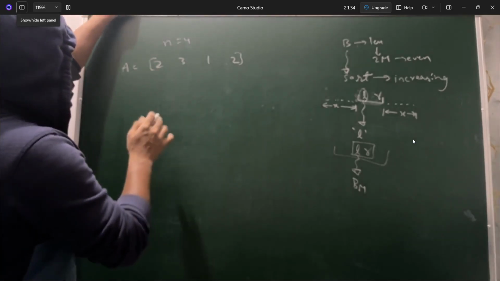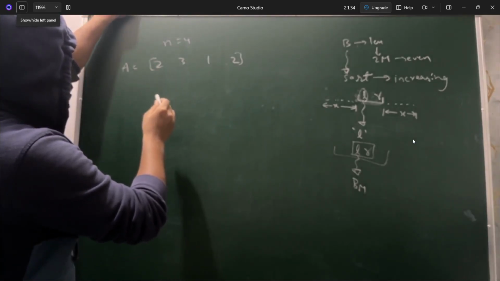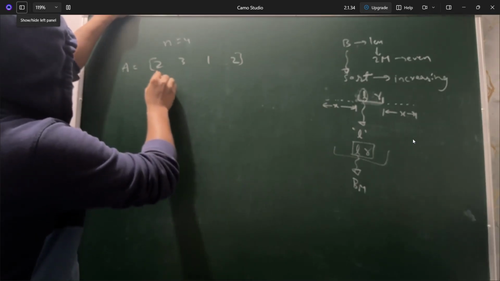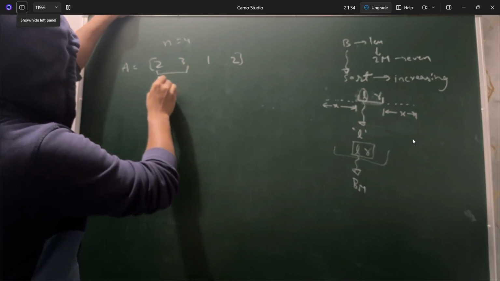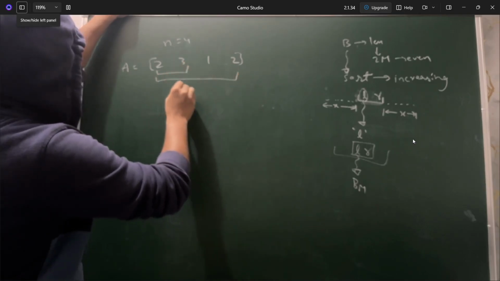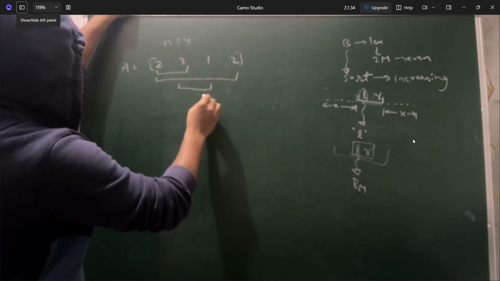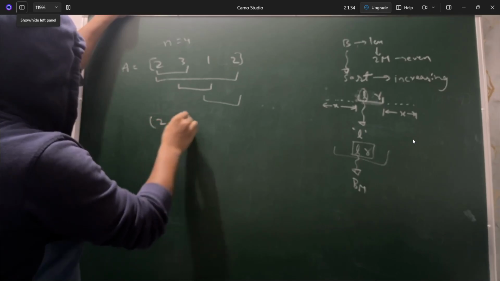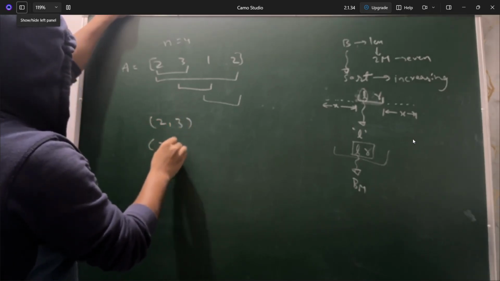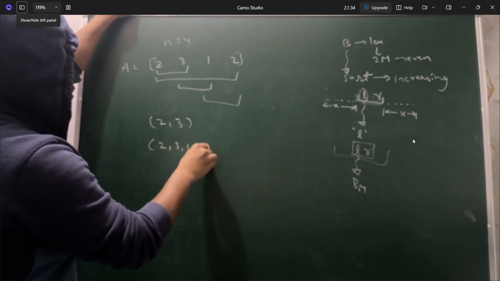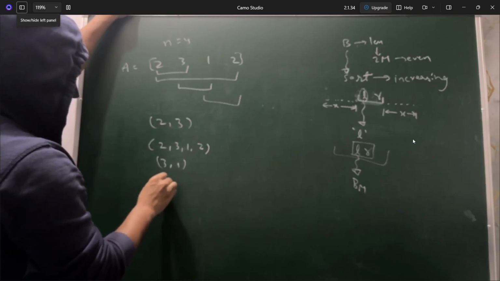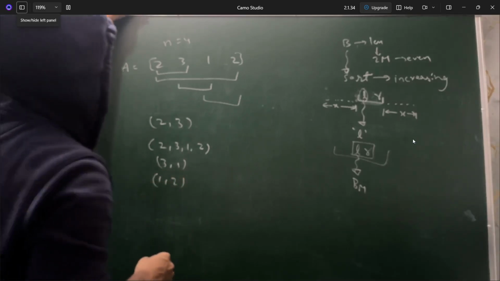Now you will have to find a subarray of even length. So this subarray you can take, this subarray you can take, this is the subarray you can take, and this is the subarray you can take. So what all subarrays can you take? These are all the subarrays: 2 3 1 2, then we have 3 comma 1, then we have 1 comma 2. So all the even length subarrays you will have to take.